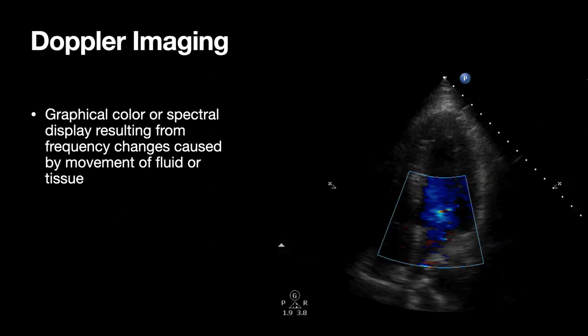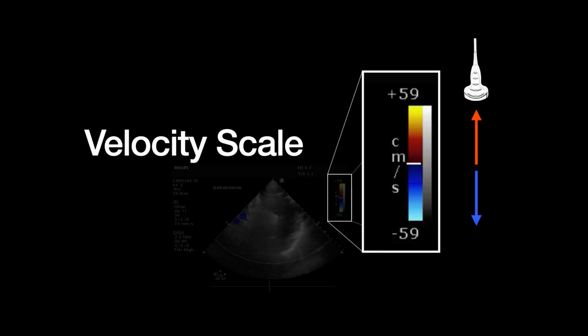Next, let's talk a little bit about Doppler. So Doppler is the graphical color or spectral display resulting from the frequency changes caused by movement of fluid or tissues. So by convention, anything that's going toward the probe is displayed in red, and anything that's going away from the probe is displayed in blue, and the velocity is reflected in the intensity or the brightness of the color that is displayed.